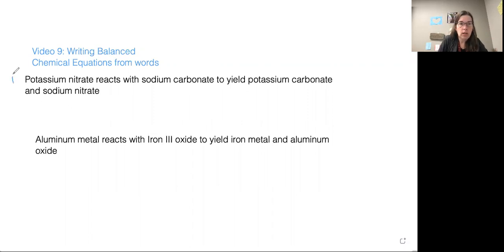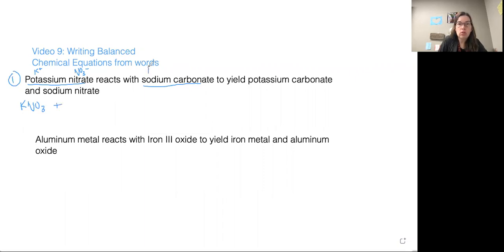So for the first one, this happens to be a double replacement reaction. We have potassium nitrate reacts with sodium carbonate. Those are going to be our reactants. Potassium is always +1, so that's K. And you can actually write it up here if you need to. Nitrate is a polyatomic ion, NO3 minus. Crisscross your charges, and it's +1 -1, so they just cancel out. So KNO3 is potassium nitrate plus sodium carbonate.